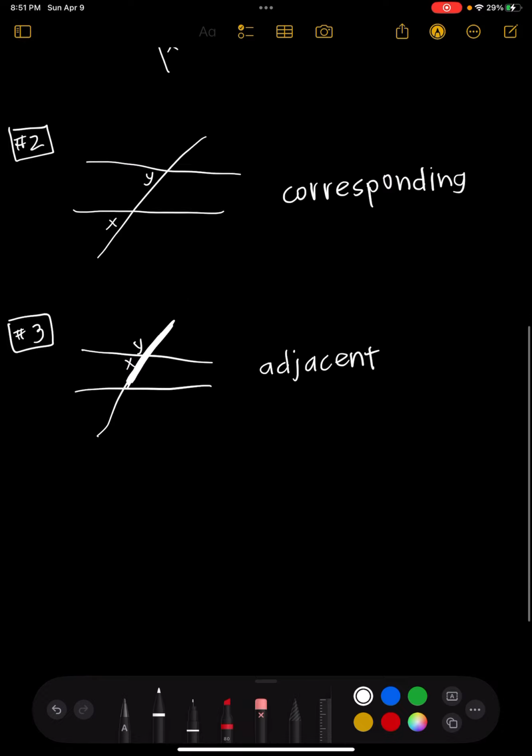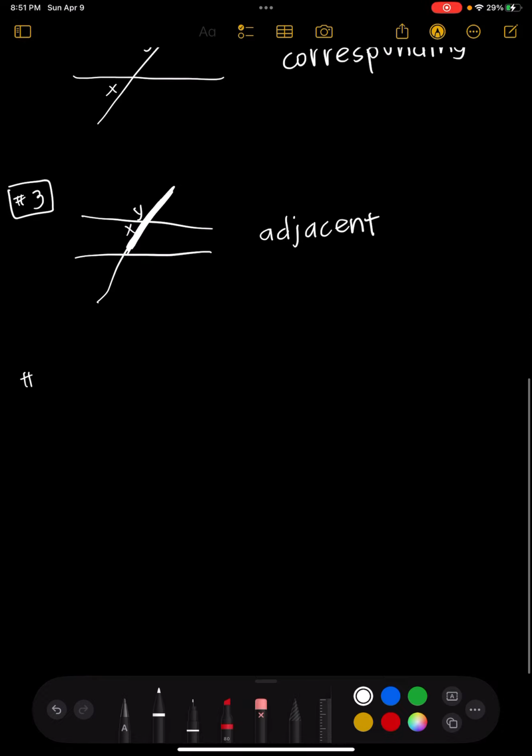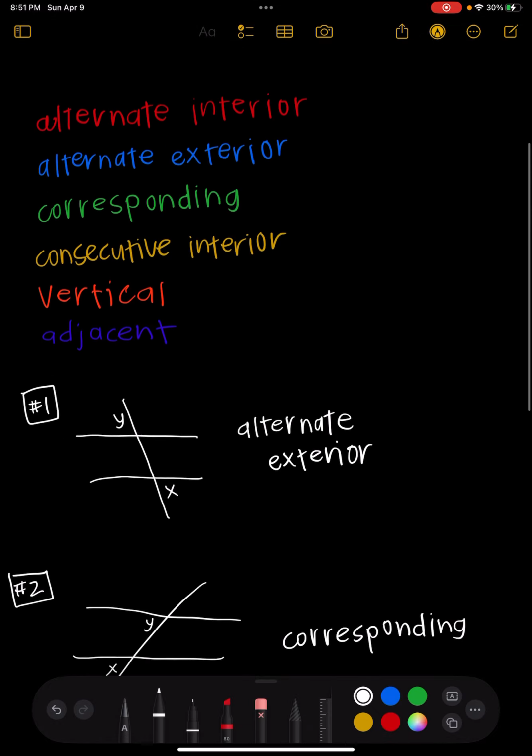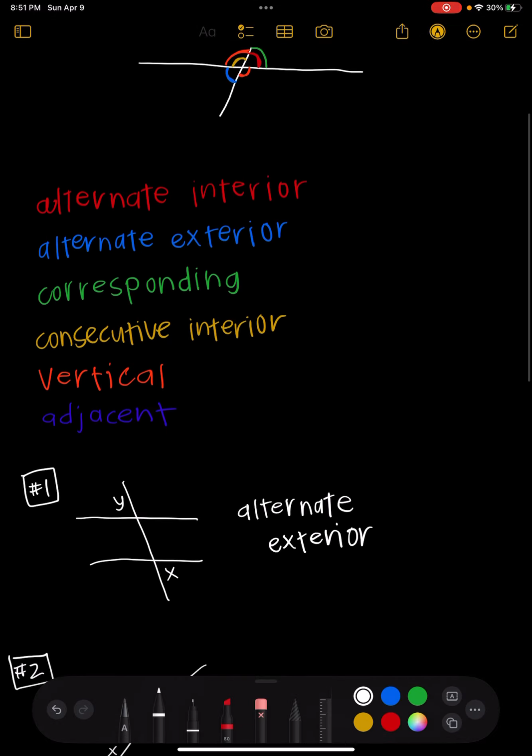All right, and then the last example, number 4, it's like this, and we have Y up here and X down here. When they're right across from each other in an angle, that is called vertical. All right, and those again are just 4 different types of angles, but here are all of your 6 angles, and that is how we name angles with parallel lines and transversals.